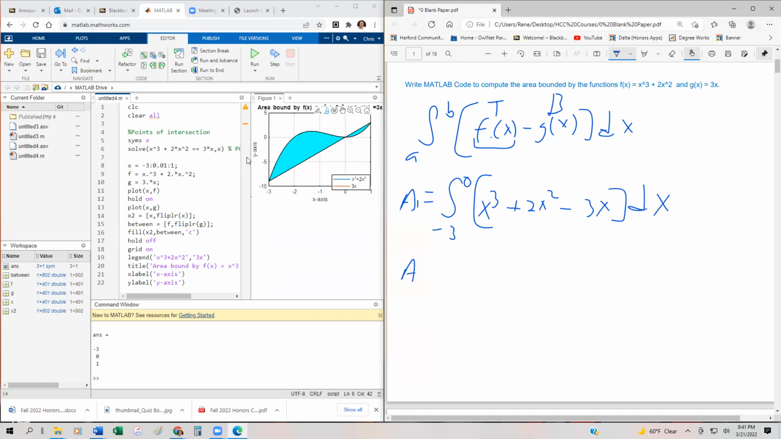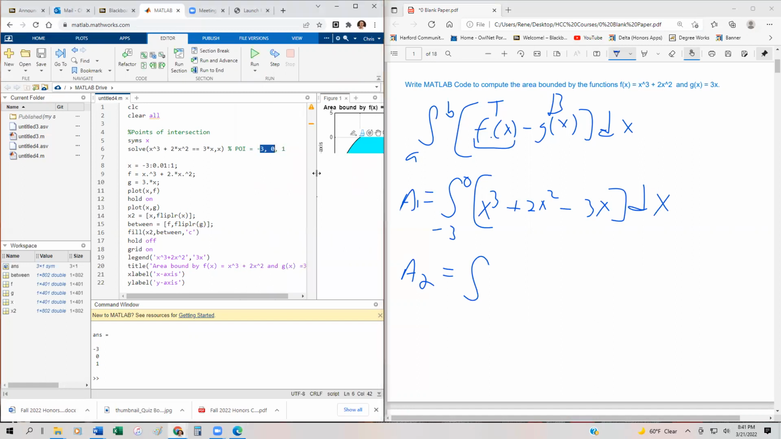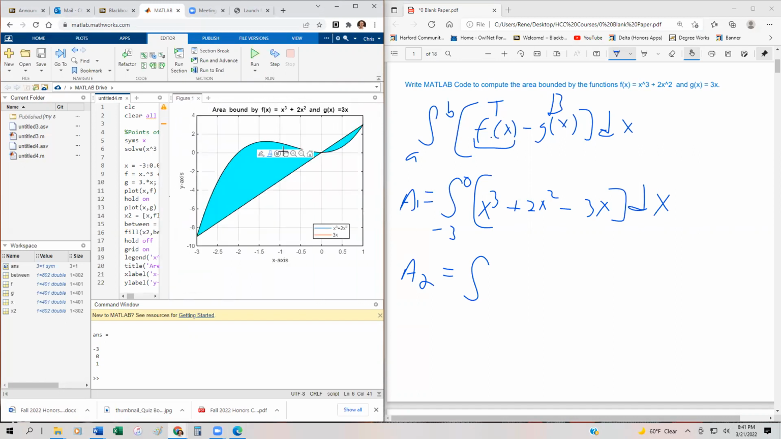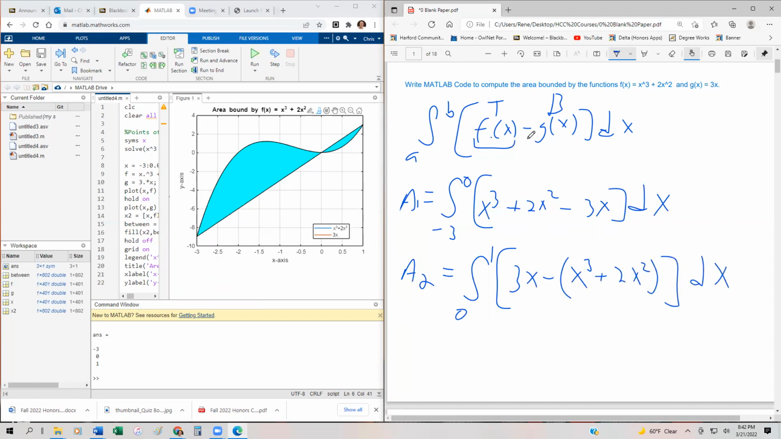Now, area 2 is going to go from 0 to 1. Again, we can see that our limits of integration from the points of intersection are 0 to 1. We can see in the diagram that the linear function is now the top function and the cubic is the bottom function. So it's the integral from 0 to 1 of 3x minus the quantity x cubed plus 2x squared dx. Of course, the total area is going to be the sum of the two areas. Let's go ahead and figure this out with MATLAB.